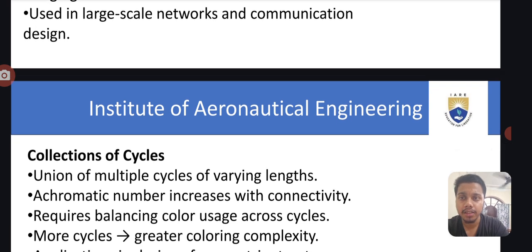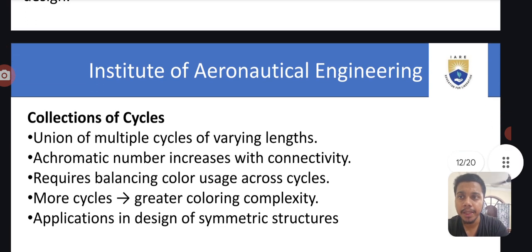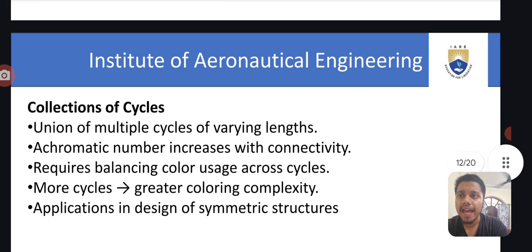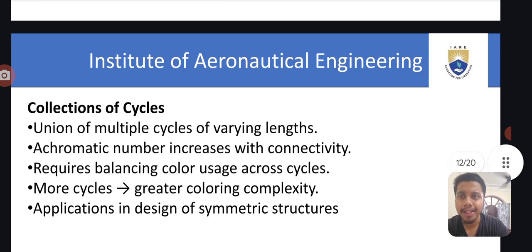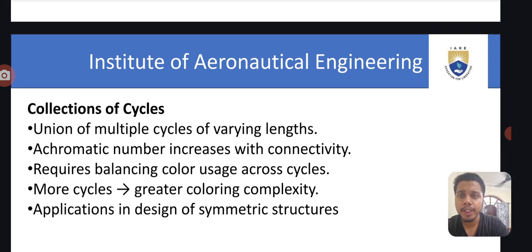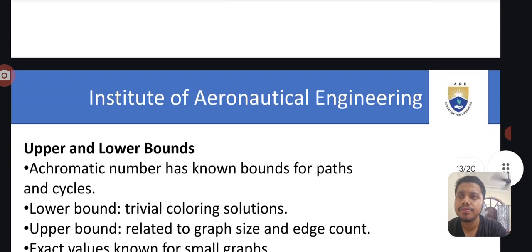Collection of cycles: a union of multiple cycles of varying length. The achromatic number increases with connectivity and requires balancing color usage across cycles. More cycles mean greater coloring complexity. Application in the design of symmetric structures.